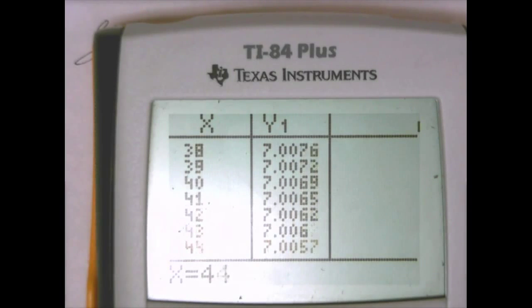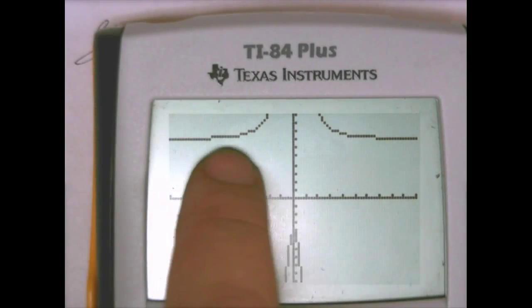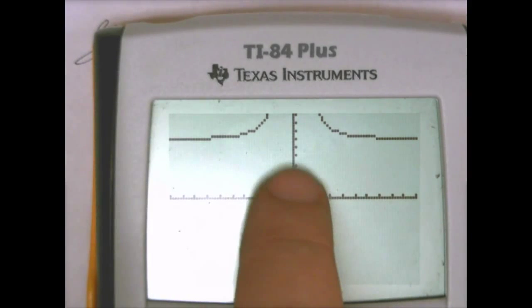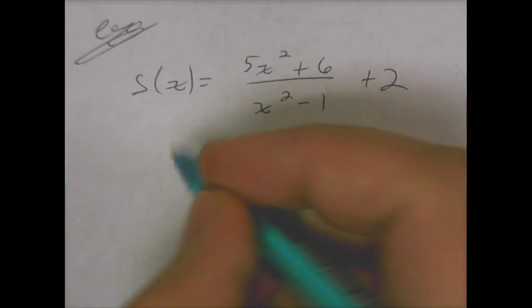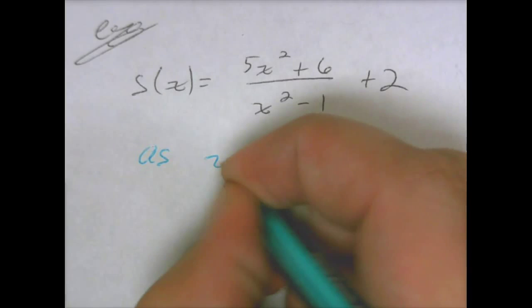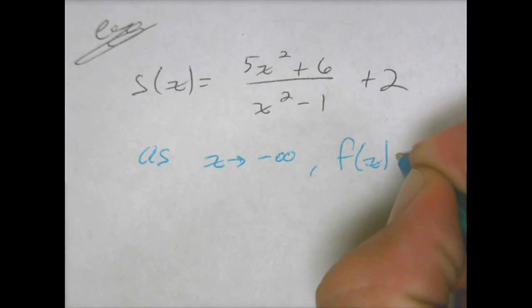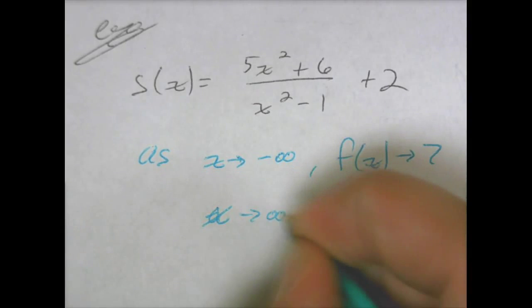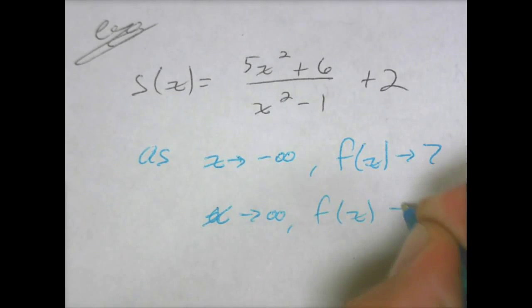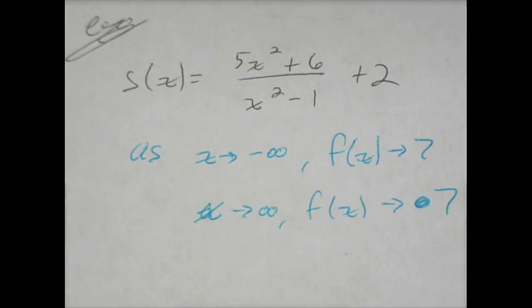It's never going to touch 7. If you look at your graph, you can kind of tell that it's going to keep going to 7 in both directions, but it's a little bit hard to tell just off the mark, so that's why I went to the table to look at what those values are getting closer to. So we need to write as x approaches negative infinity, f of x approaches 7, and as x approaches infinity, f of x approaches 7. 7 in both directions.